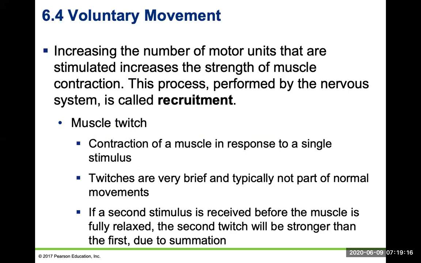Increasing the number of motor units that are stimulated increases the strength of muscle contraction. This is called recruitment. Muscle twitch is contraction of a muscle in response to a single stimulus. Twitches are very brief and typically not part of normal movements, but if a second stimulus is received before the muscle is relaxed, the second twitch can be stronger than the first due to the twitches summating, or being added together.